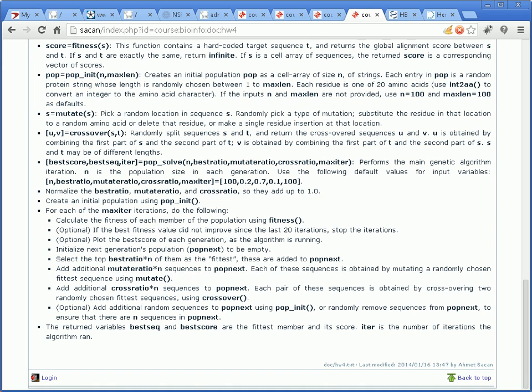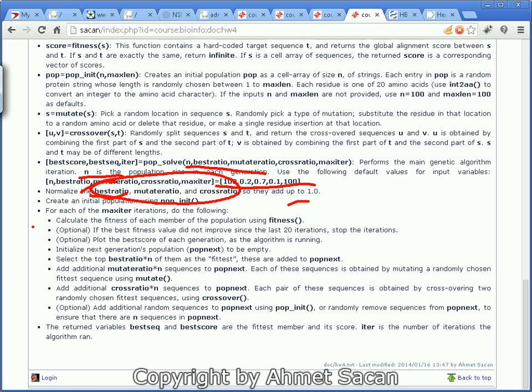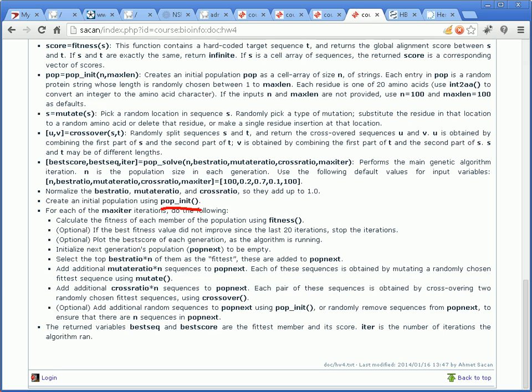All right. The population solve puts all these together, and what it does is it takes these parameters and passes them to the other functions, and there are some defaults to it. You are asked to normalize the ratios so they add up to 1. So let's say they are 3, 5, 7. You will add them up and divide them by their sum so that they add up to 1. You will call the population init function to generate an initial population of size n.